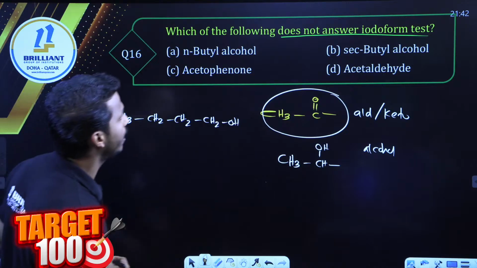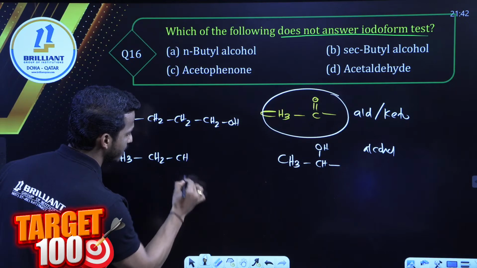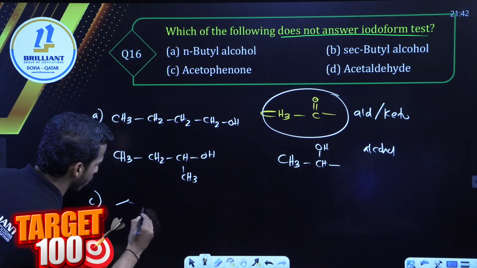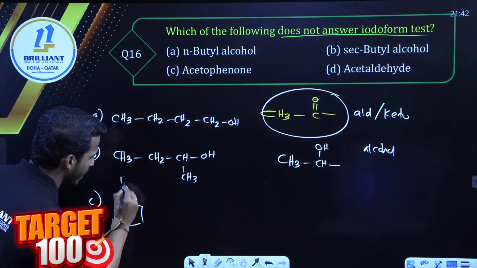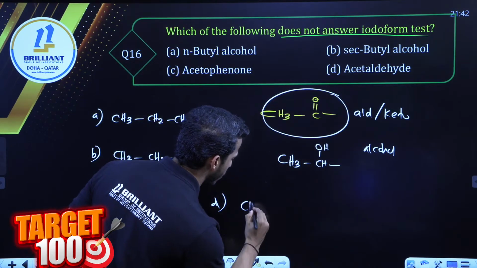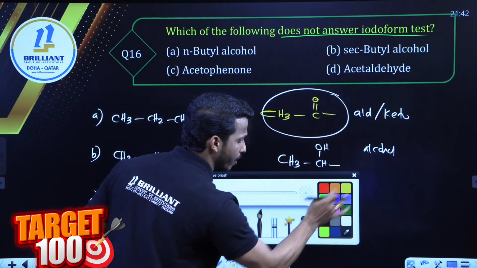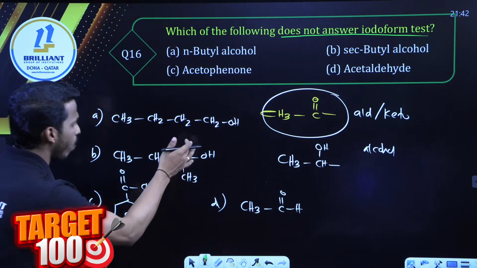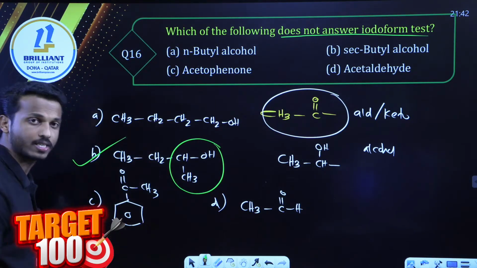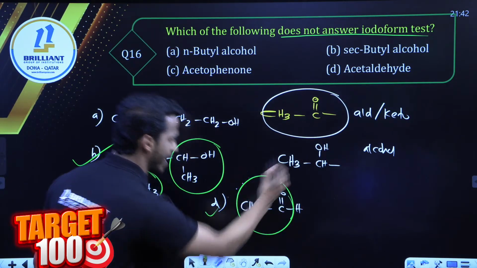And what is option B? Sec-butyl. What is sec-butyl? CH3CH(OH)CH2CH3. This is sec-butyl alcohol. And C is what? Acetophenone. What is acetophenone? Benzene with COCH3. And what is option D? Acetaldehyde. What is acetaldehyde? CH3CHO. Dear all, which compound does not respond to this test? This compound, CH3CHOH group is there, it will give the test. CH3CO group is there, yes, it will give the test.